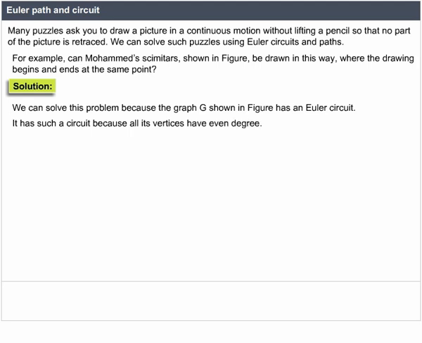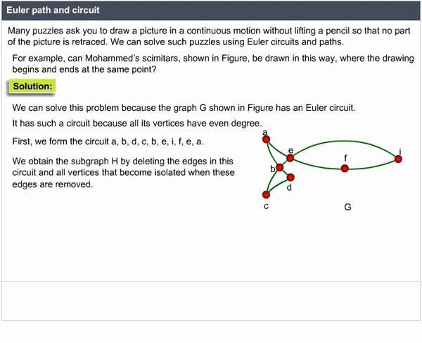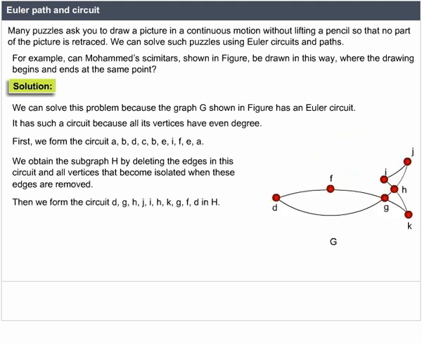First we form the circuit A, B, D, C, B, E, I, F, E, A. We obtain the subgraph H by deleting the edges in the circuit and all the vertices that become isolated when these edges are removed. Then we form the circuit D, G, H, J, I, H, K, G, F, D in H. After forming the circuit, we have used all edges in G.